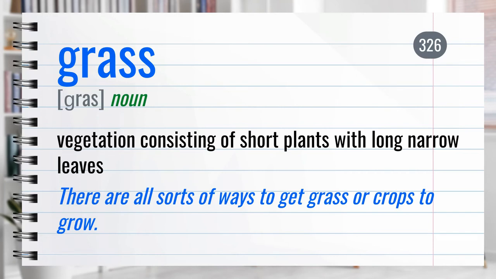Grass. Grass means vegetation consisting of short plants with long narrow leaves. For example, there are all sorts of ways to get grass or crops to grow.